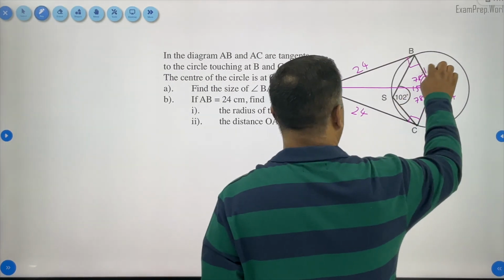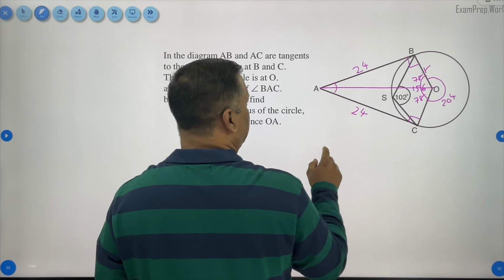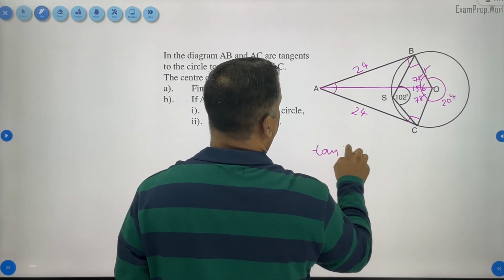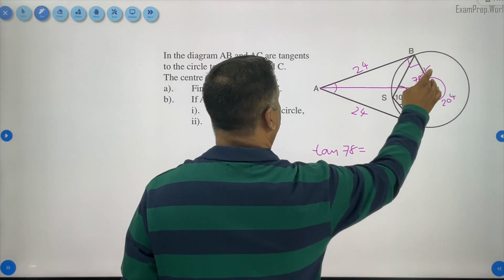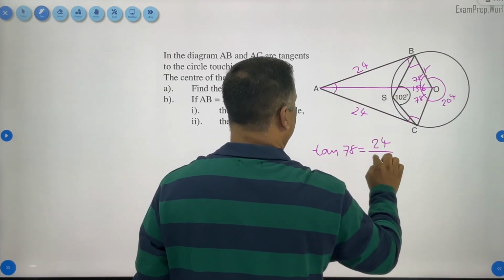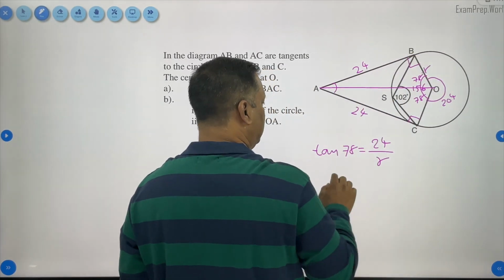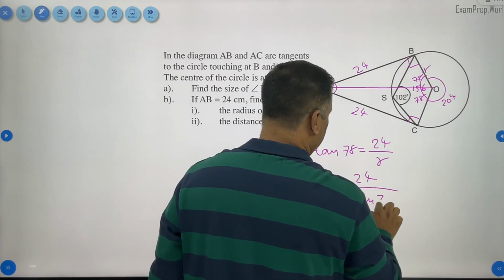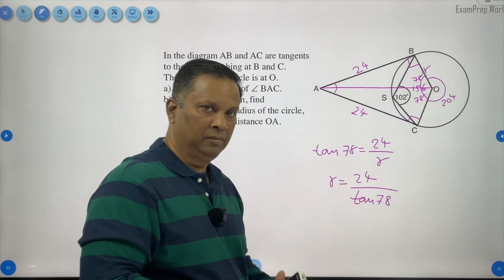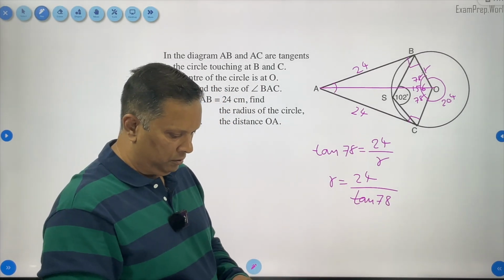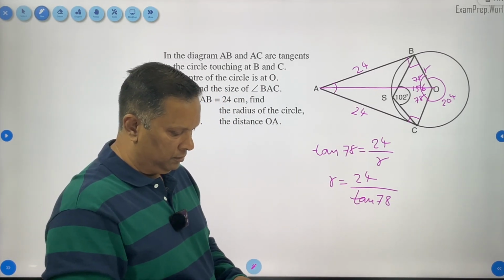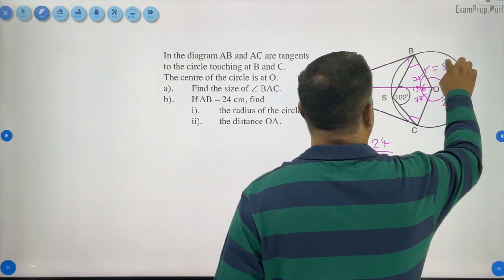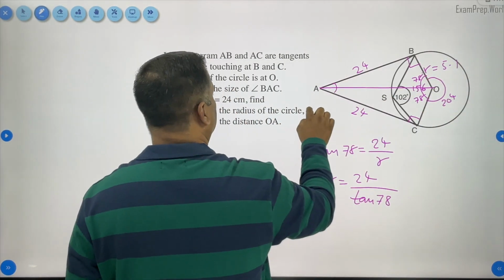Now this is the radius. They ask for the radius, so tan of 78 is equal to 24 upon r, 24 upon the radius. So the radius is 24 divided by tan 78. So how much is it? 5.1. The radius we get is 5.1. So we have solved the radius.